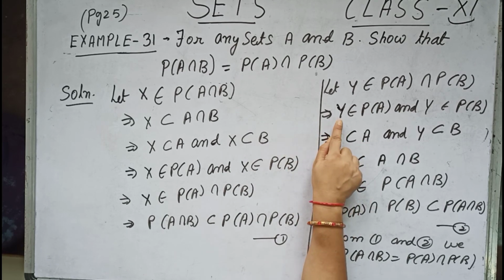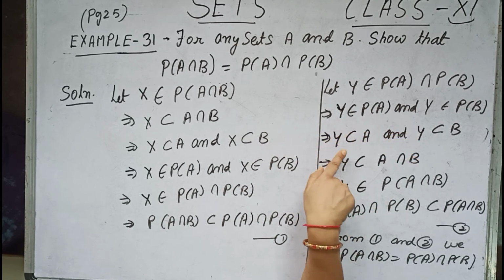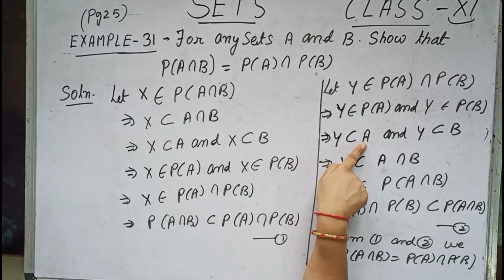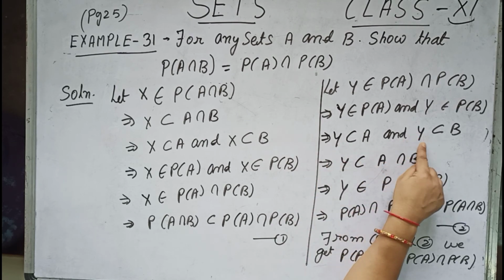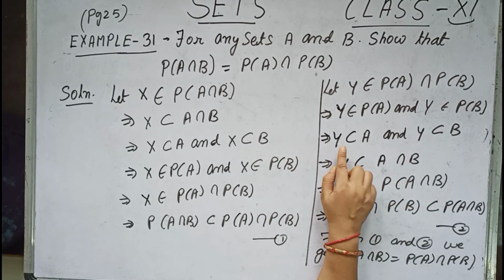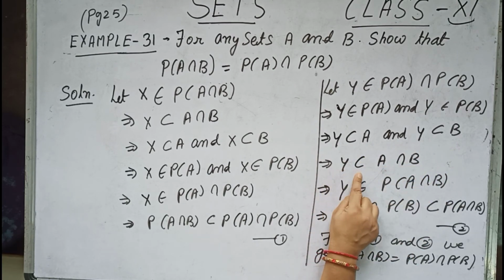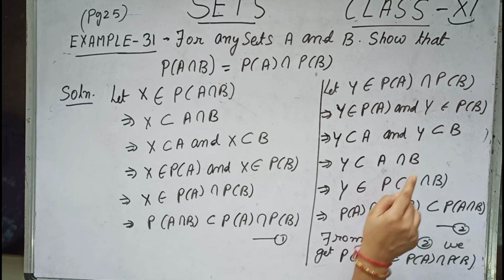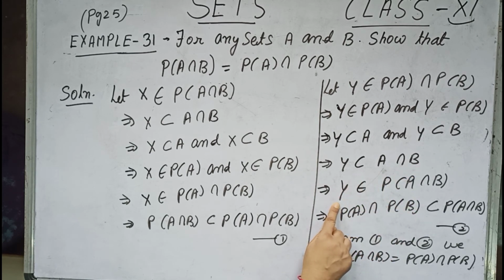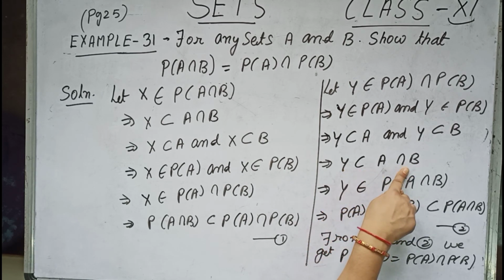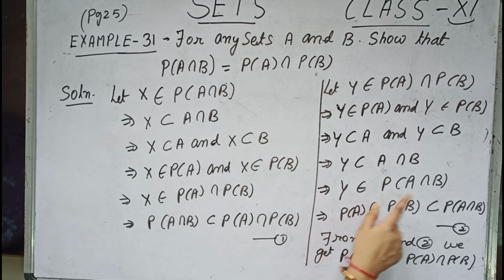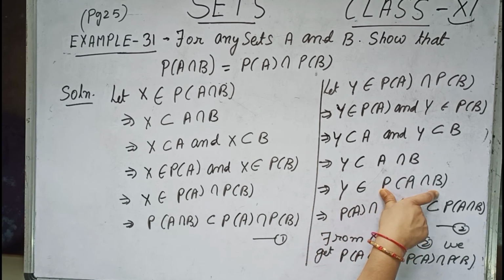So obviously if y belongs to this power set of A, this implies y is a subset of A, and similarly y is a subset of B. So if y is a subset of A and y is a subset of B, this implies y is a subset of A intersection B. So from here we can write, if y is a subset of A intersection B, this implies y belongs to the power set of A intersection B.